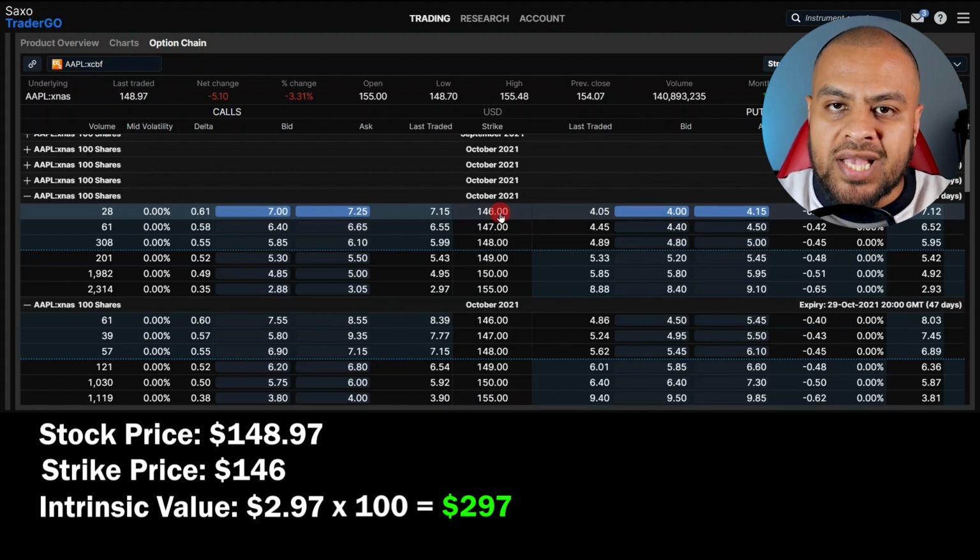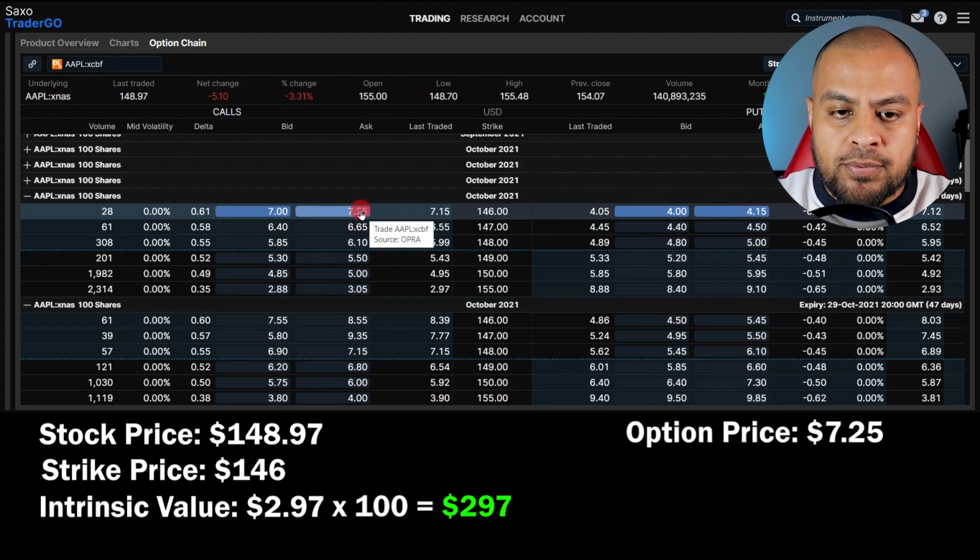However, options have a premium. That premium is the price of the option. So if we go on the ask, we can see it's $7.25. That is the option premium.